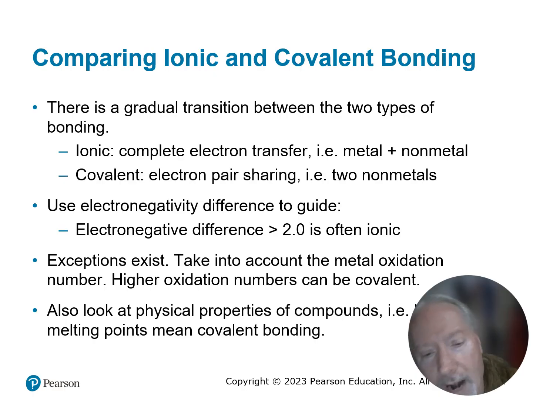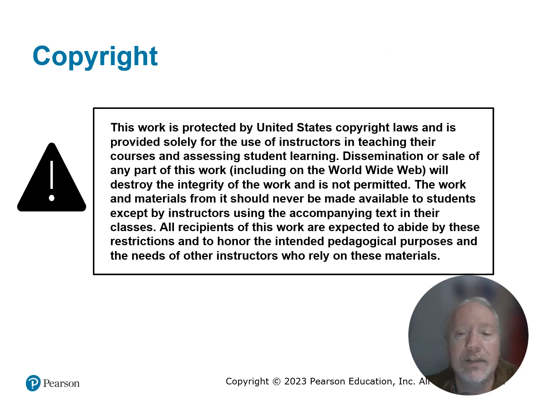Also, look at the physical properties of the compounds. You'll find out that covalent compounds have lower melting points, say, than ionic compounds, right? And so that's just one feature of ionic versus covalent bonding. And that brings us to the end.